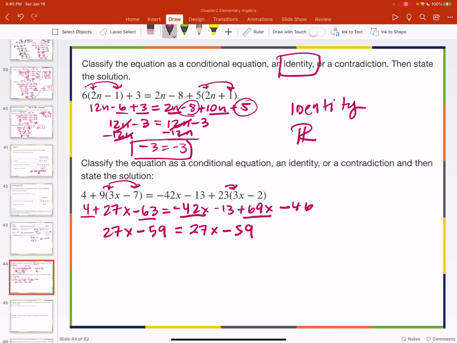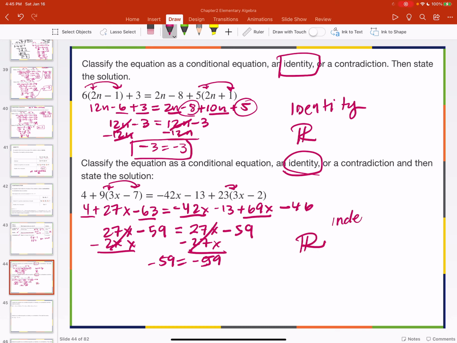So you kind of see already what this is going to be, right? Because they're going to be exactly the same. So you see here, this is going to be negative 59 is equal to negative 59. So again, it's going to be an identity. Infinitely many solutions, or all real numbers. Identity, sorry, my bad. Okay, so let's do a couple more.